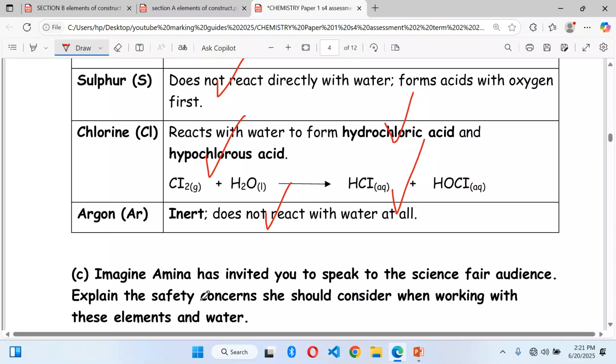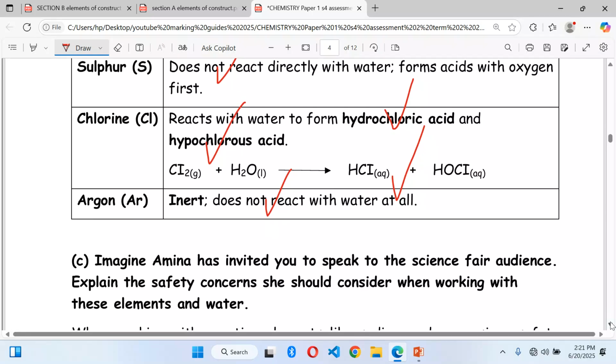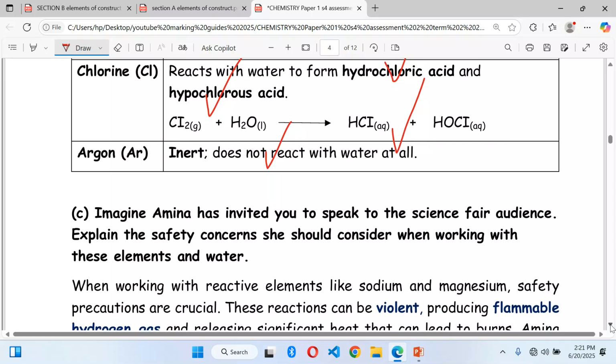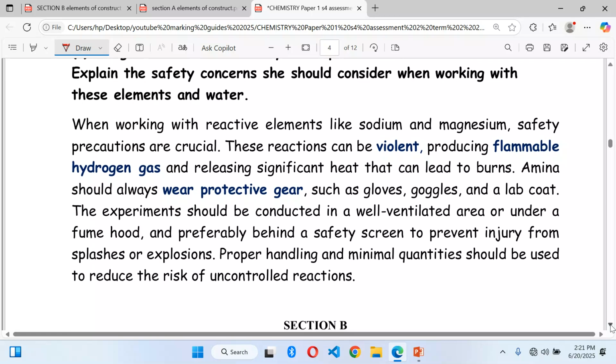Explain the safety concern she should consider when working with these elements and water. So here we want us to talk about the safety concerns, which means we need to talk about the dangers which can come along when you're carrying out this experiment, and then we also talk about how she can mitigate that. So let's go through this very fast.